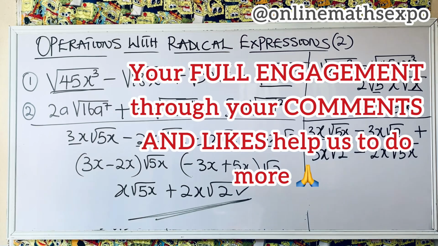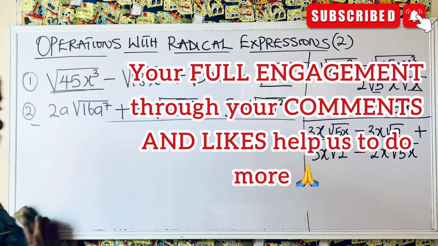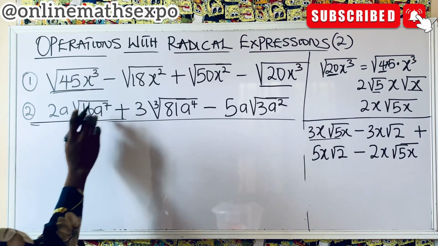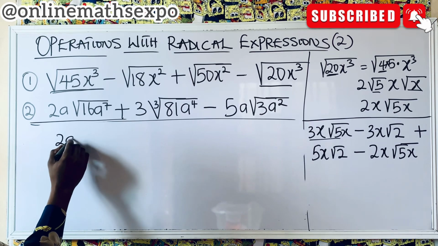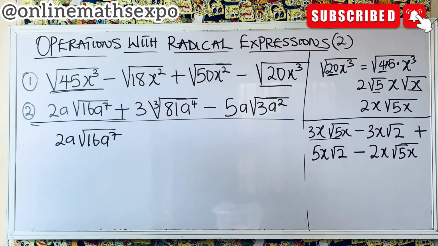So to answer the second one, what do we do? We are going to still obey the same rule to simplify the radicands. Okay, so if you do that, this will give us 2a square root of 16a to the 7th power.